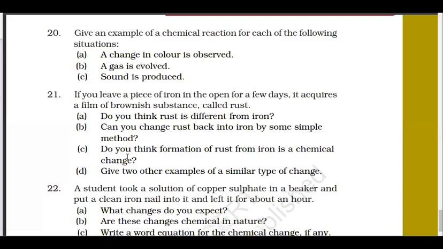Give two other examples of similar types of changes. Tell me. So obviously, rusting does not only occur in iron. Okay, this is a chemical change, right? So any two chemical changes. Souring of curd, right? Burning of firecracker, right? Burning of magnesium ribbon. Okay. Yes. Right. Very good, Purvi. Okay. Very good, Devika.